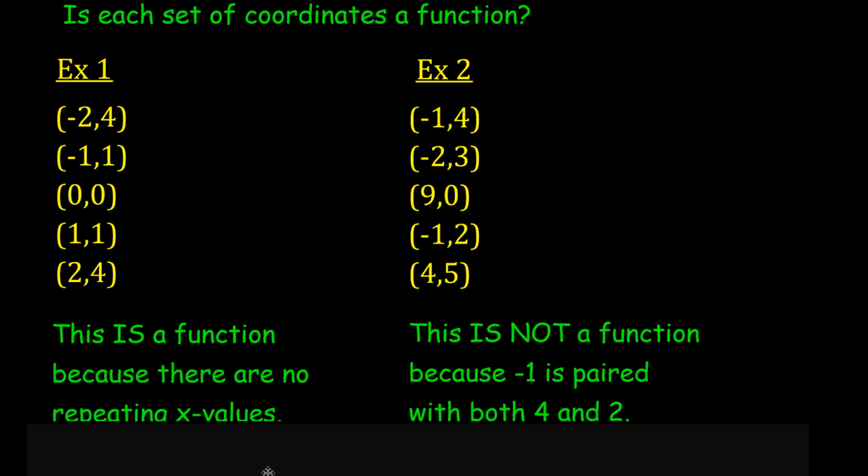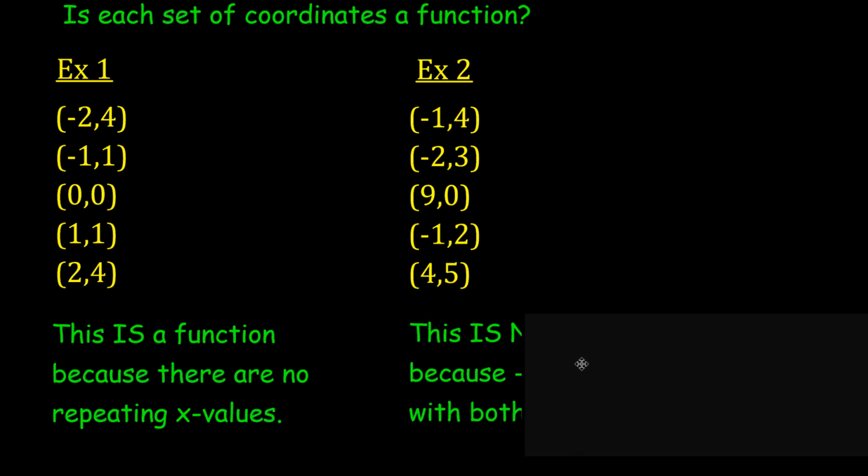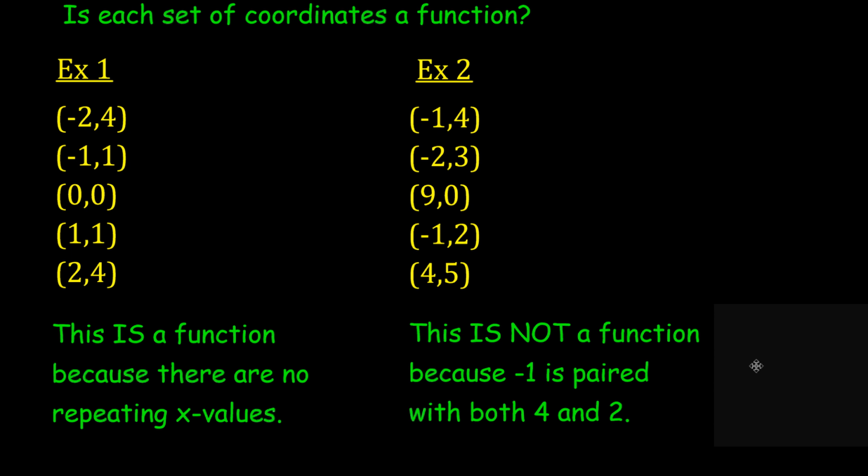there are no repeating x values. So this one is a function because the input, each input, the x value, has only one output, the y value. Yes, some of the y's repeat, but that's okay, as long as the x's do not repeat. And then likewise with the second one, this is not a function because -1, if you notice here, it is paired with 2, and it's also paired with 4. And so -1 has two different outputs, so that cannot be a function.